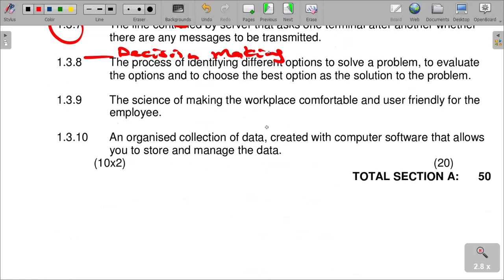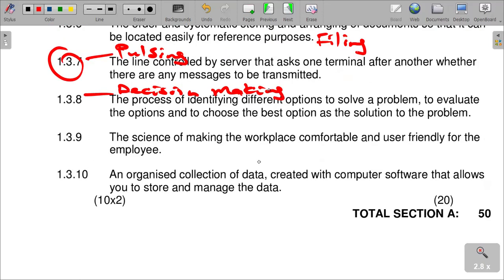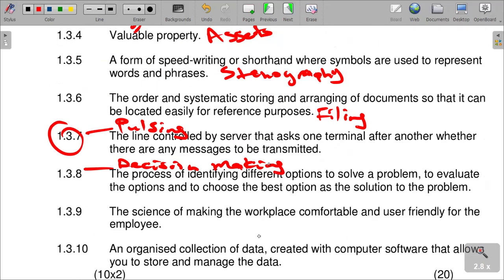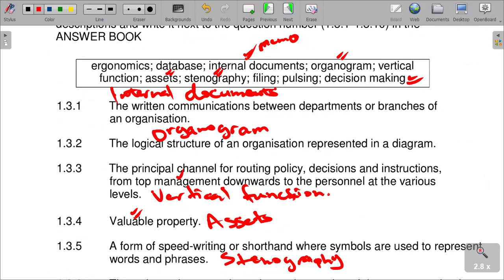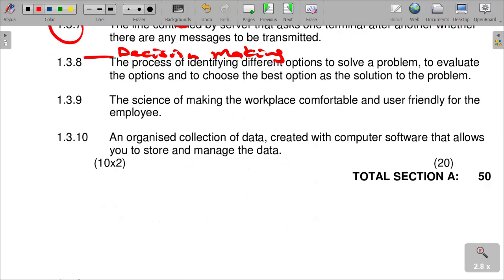The science of making the workplace comfortable and user friendly for the employees. When a workplace is made comfortable, habitable and user friendly, an approachable and flexible place, we call that ergonomics. It is the science of making a workplace comfortable and user friendly for employees.